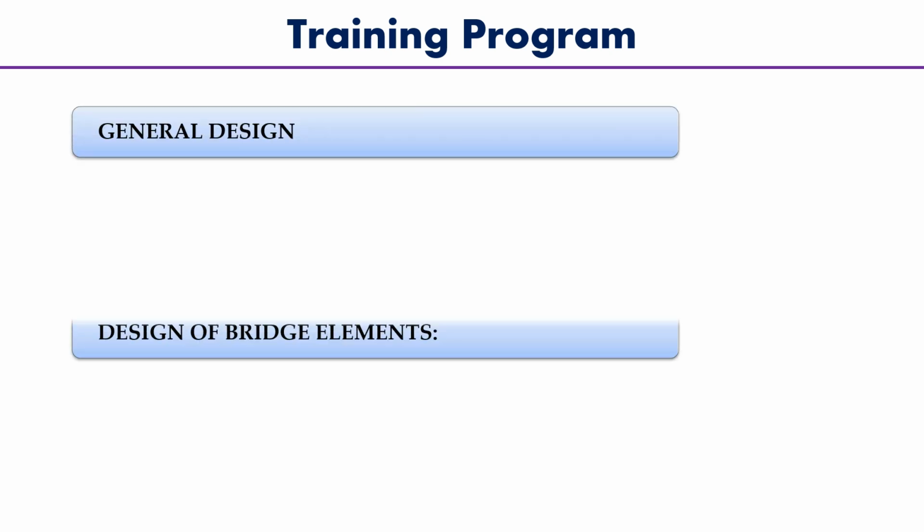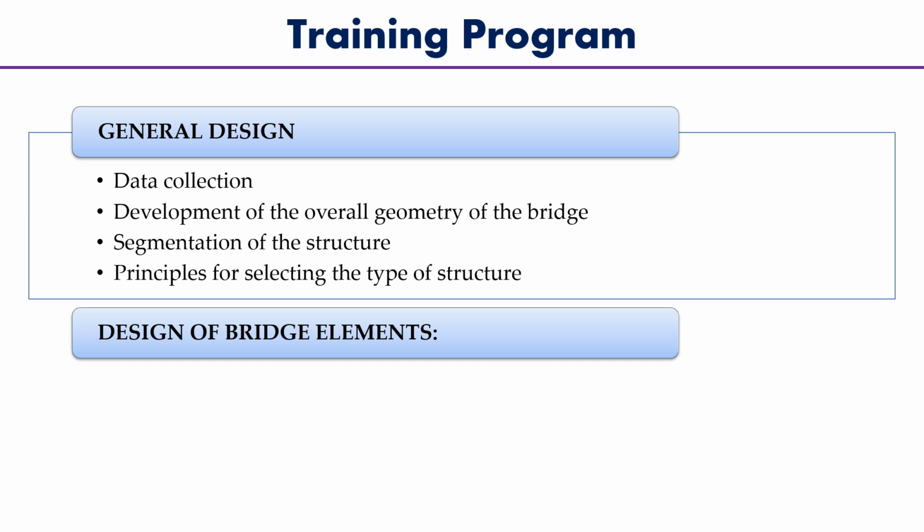Now let me present the structure of the training program in more detail. We will start with the topic of general design. First, we will look at how to collect and organize the necessary data for bridge design. Then we will focus on the development of the overall geometry of the bridge. This is a key step, as it defines the global dimensions and positioning of the structure. Next, we will cover the segmentation of the structure. In other words, how to divide the bridge into its main components and structural units. Finally, we will discuss the principles for selecting the most suitable type of bridge for a given project.